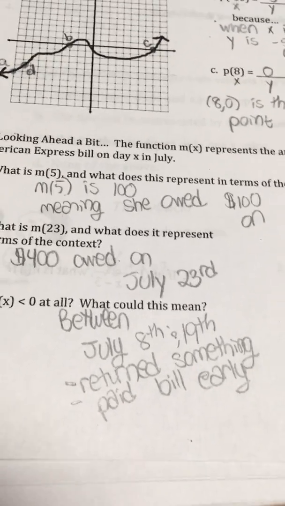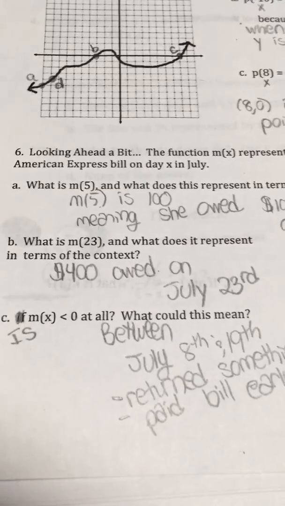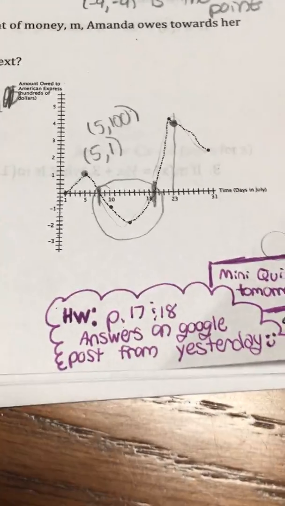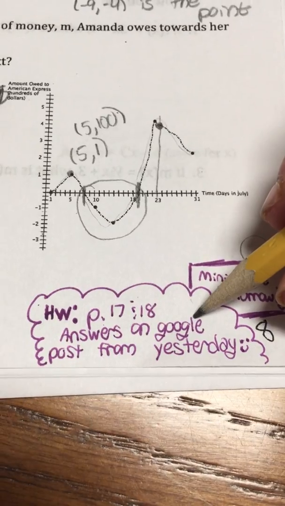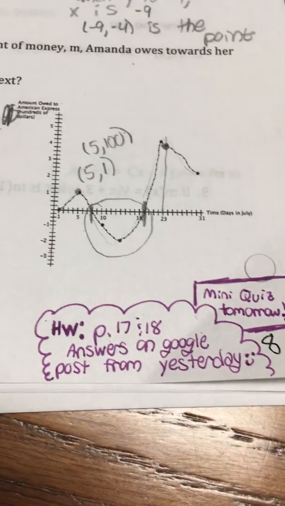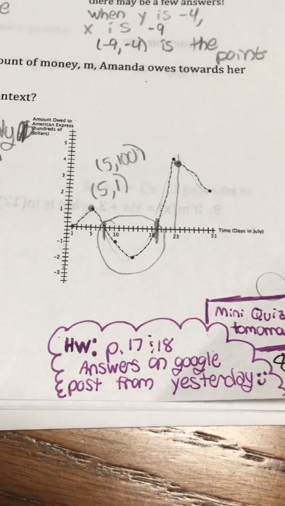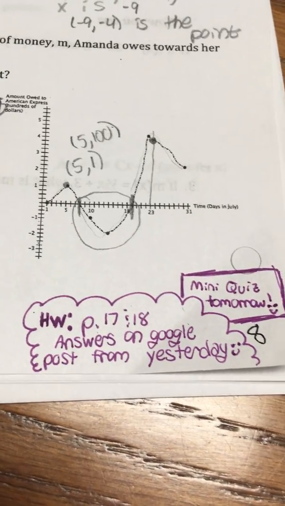So again, if anything in this problem does not make sense, please just come ask me. We can go over it together. Your homework tonight will be from this packet, page 17 and 18. The answers are on the Google post from yesterday. So if you look at yesterday's post, there's a section that says homework answers. We didn't do all the problems yet, but just 17 and 18 are all that you have to check.